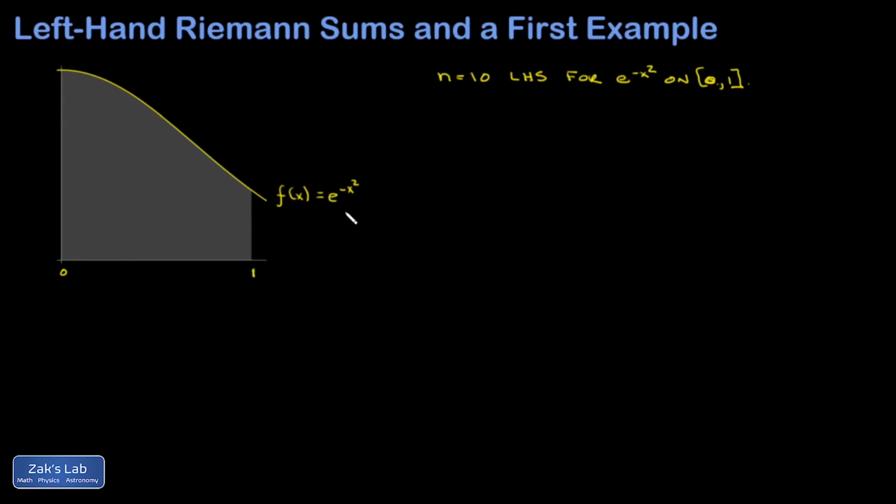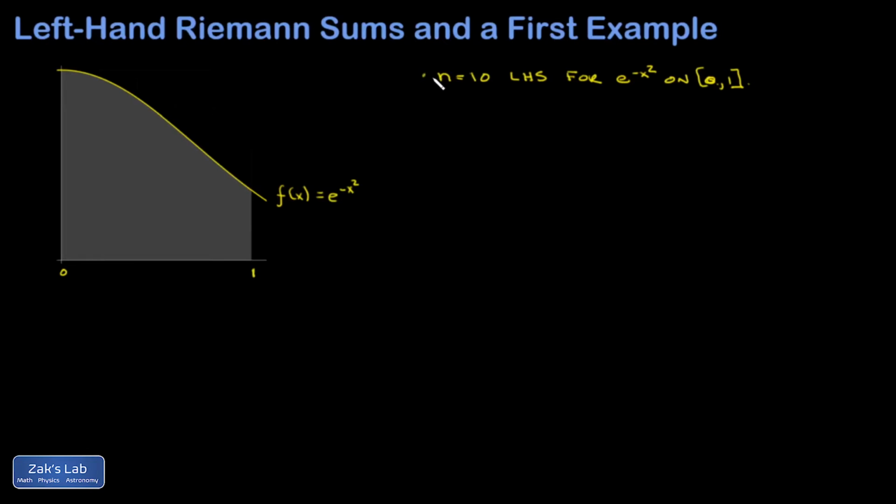Let's apply this to the function e to the negative x squared, and the reason I chose this one is because all you can do with this function is numerically integrate. There's no symbolic antiderivative for it, so you have to use some kind of approximation technique. And I'm trying to get the area under it on the interval 0 to 1 using n equals 10.